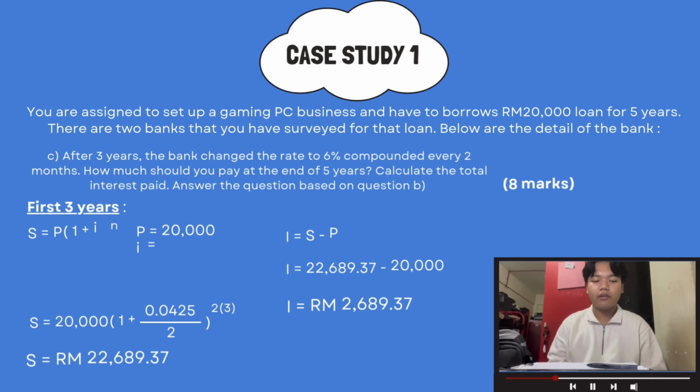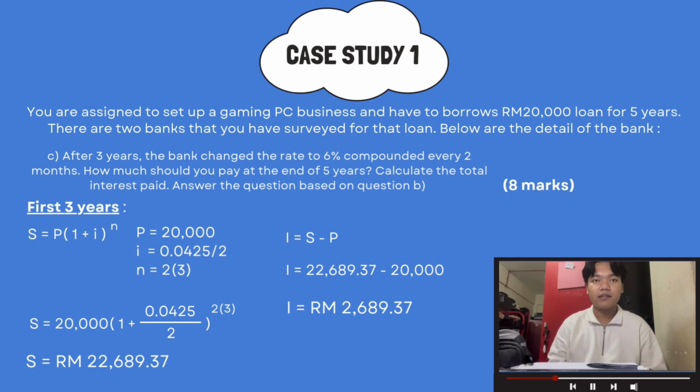So we need to find the accumulated value and total interest paid for the first 3 years. Just use the formula S. P equals 20,000, i equals 0.0425 over 2, n equals 2 multiplied by 3. Just substitute it into the formula S, and you will get the answer 22,689.37. Now we're going to find the total interest paid, which is S minus P. Just take the answer for S and minus 20,000, and you will get the answer 2,689.27.